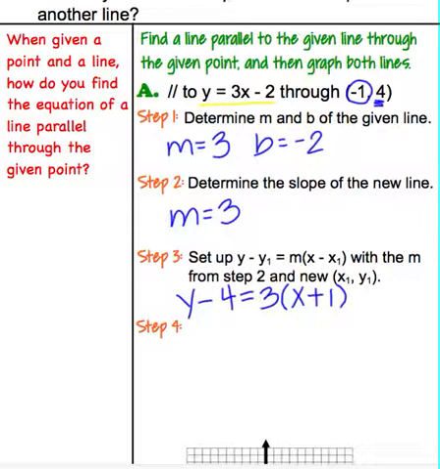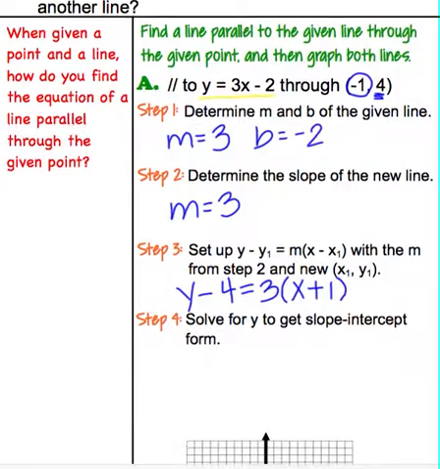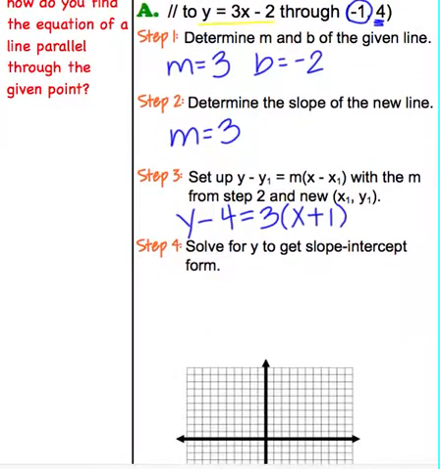Finally, our last step before graphing is to solve for y to get into slope-intercept form. Remember, this does not mean find the y-intercept. This means to solve it to get into that slope-intercept, or y = mx + b form. So the first thing we're going to do is rewrite the equation: y - 4 = 3(x + 1).